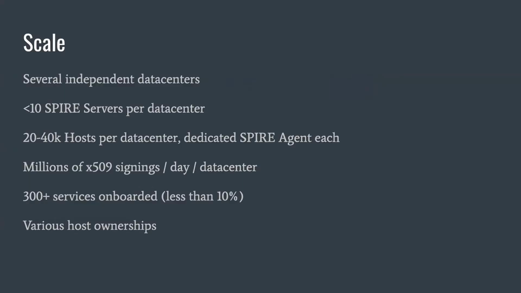As for the scale that we're operating at, we are deployed fleet-wide. We have several independent data centers, and every data center has less than 10 Spire servers. There are 20 to 40,000 hosts per data center. Each one has a dedicated Spire agent on it. And every data center every day performs millions of X509 signings. In total, we have over 300 services at Uber onboarded, which represents less than 10% of all the services in the company, with our goal being we are going to onboard everyone.